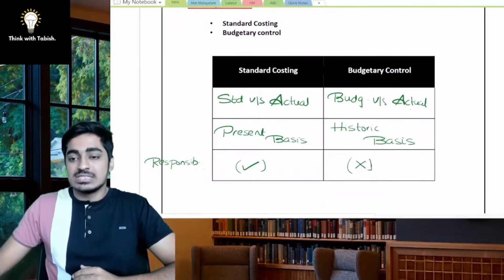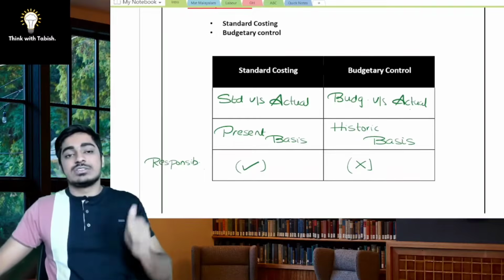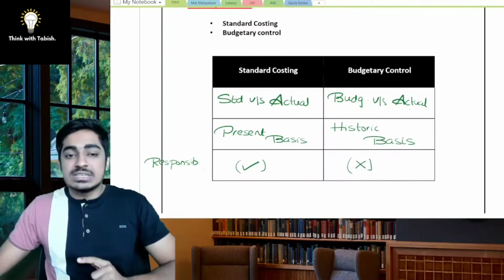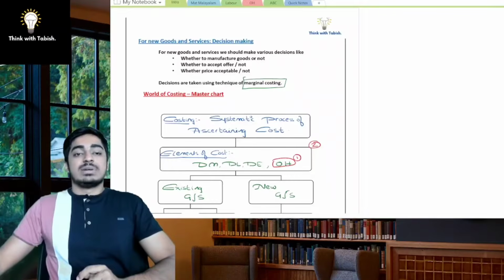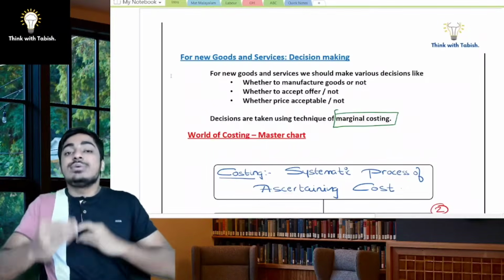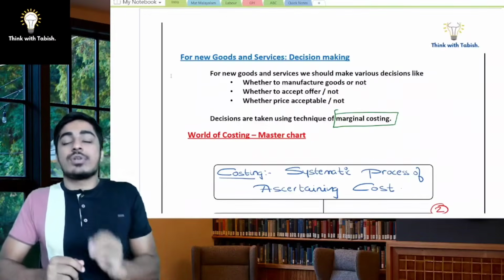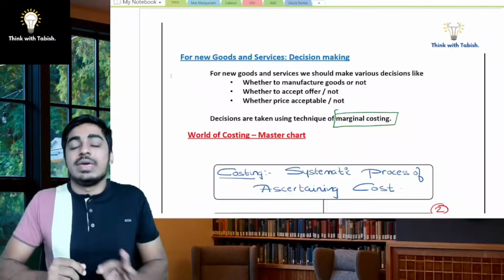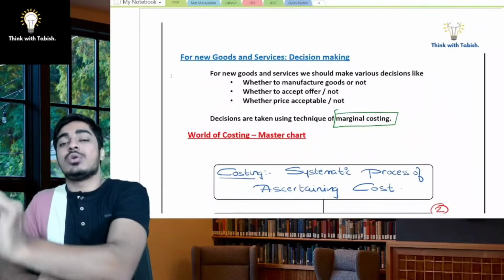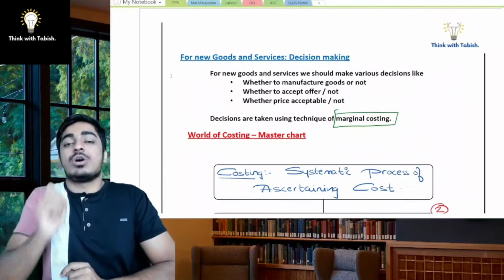So for existing goods or services, for cost ascertainment, we have discussed the methods of costing. For cost control, we have discussed standard costing and budgetary control. For new goods or services, what are we trying to do? We are trying to take a decision whether to manufacture or not, whether to accept the offer or not, whether the price is feasible or not. And what is the principle on which decisions are taken? We take decisions on the principle of marginal costing.